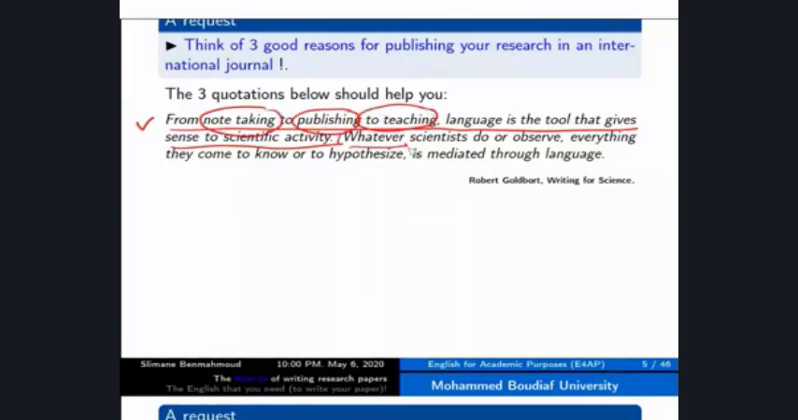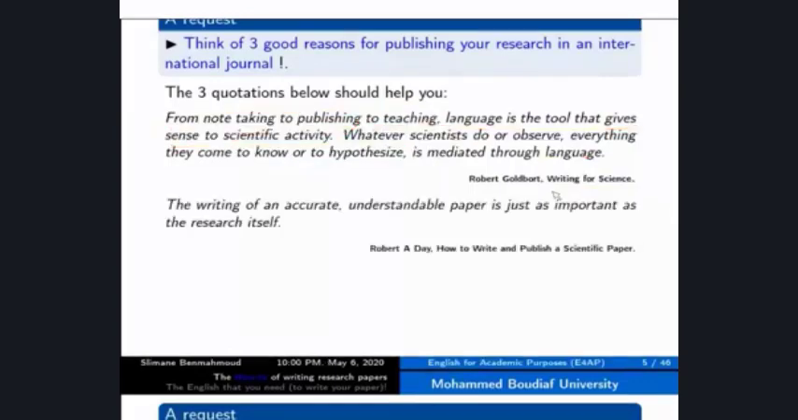Let's continue. Whatever scientists do or observe, everything they come to know or hypothesize is mediated through language. What does this mean? This means that the only way to communicate your research findings, your research results, is the language. This is the first quotation from this book. You may check it. Let me give the second quotation.